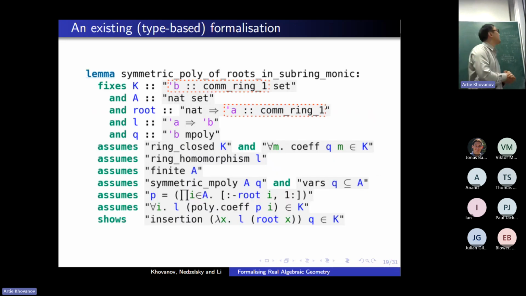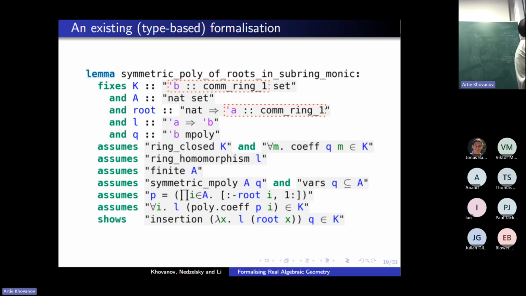And the good thing is that some version of this lemma is already formalized in Isabelle. As you can see, we already have a definition of symmetric polynomials. So they say this symmetric multivariate polynomial, and Q is a symmetric polynomial.